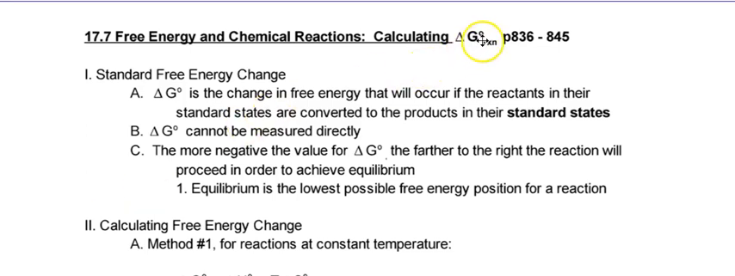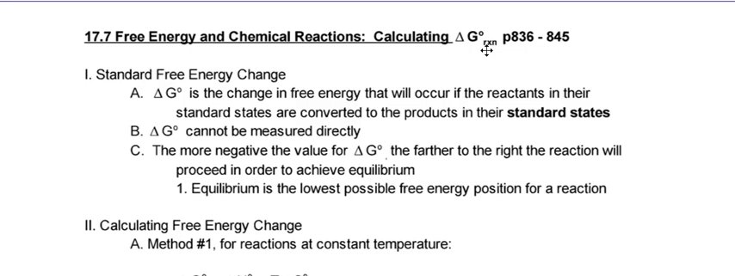And notice you have this little naught sign up here, okay? We saw that before in your delta H and your delta S, and that is your standard free energy change here, okay? So the delta G naught is the change in free energy that will occur if the reactants in their standard states are converted to the products in their standard states.